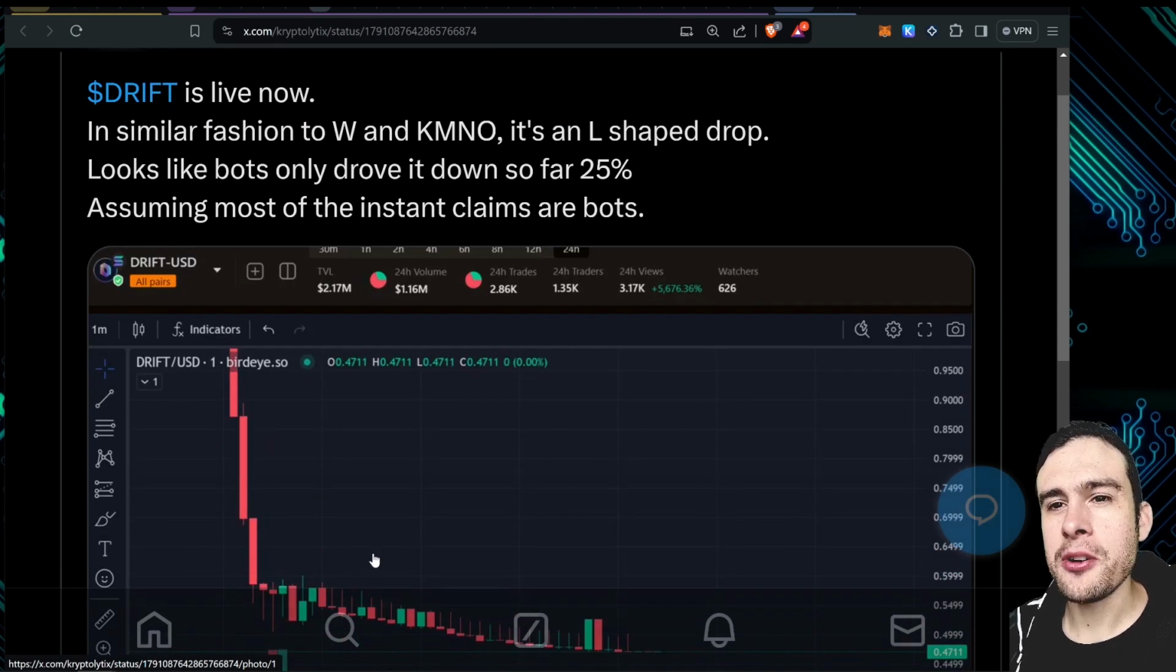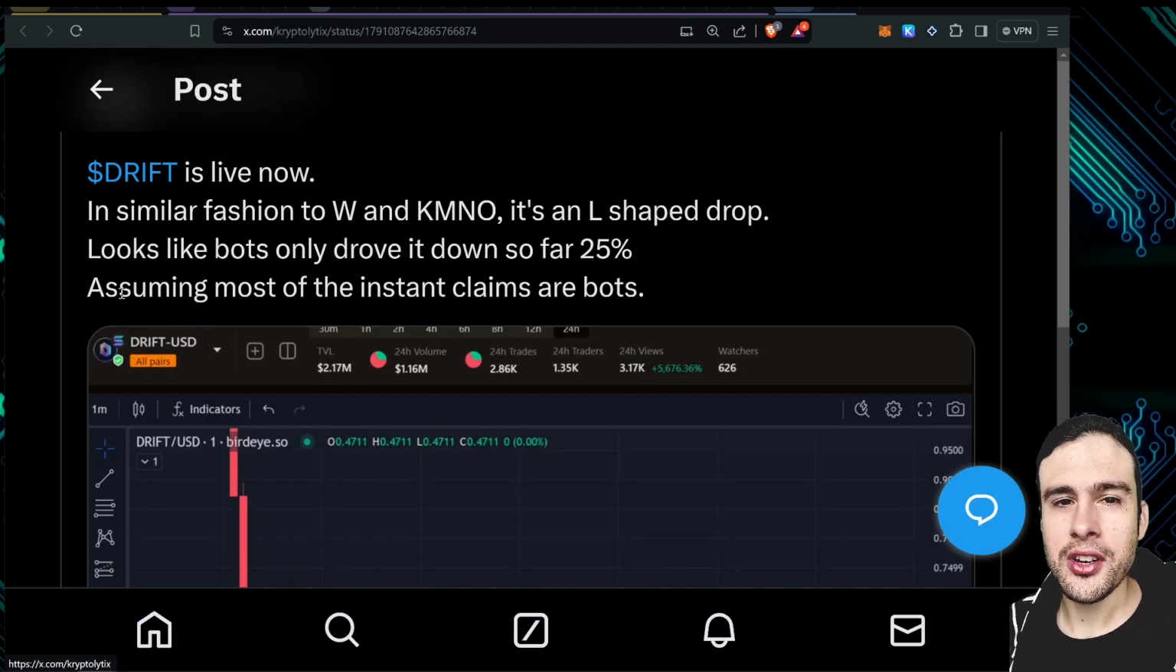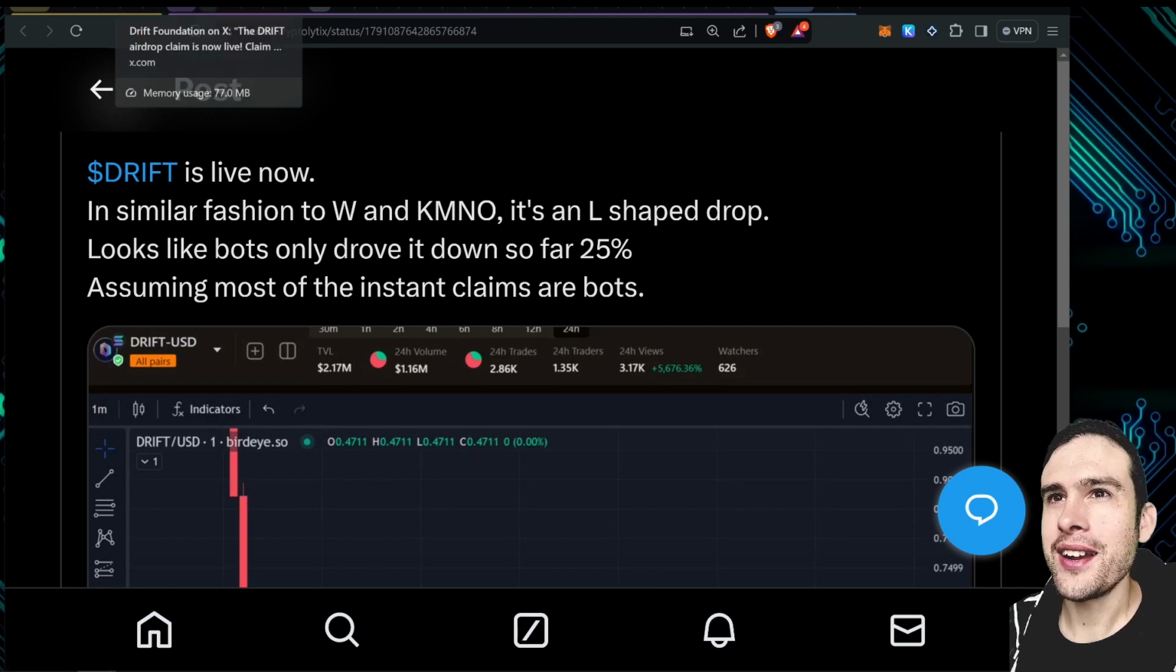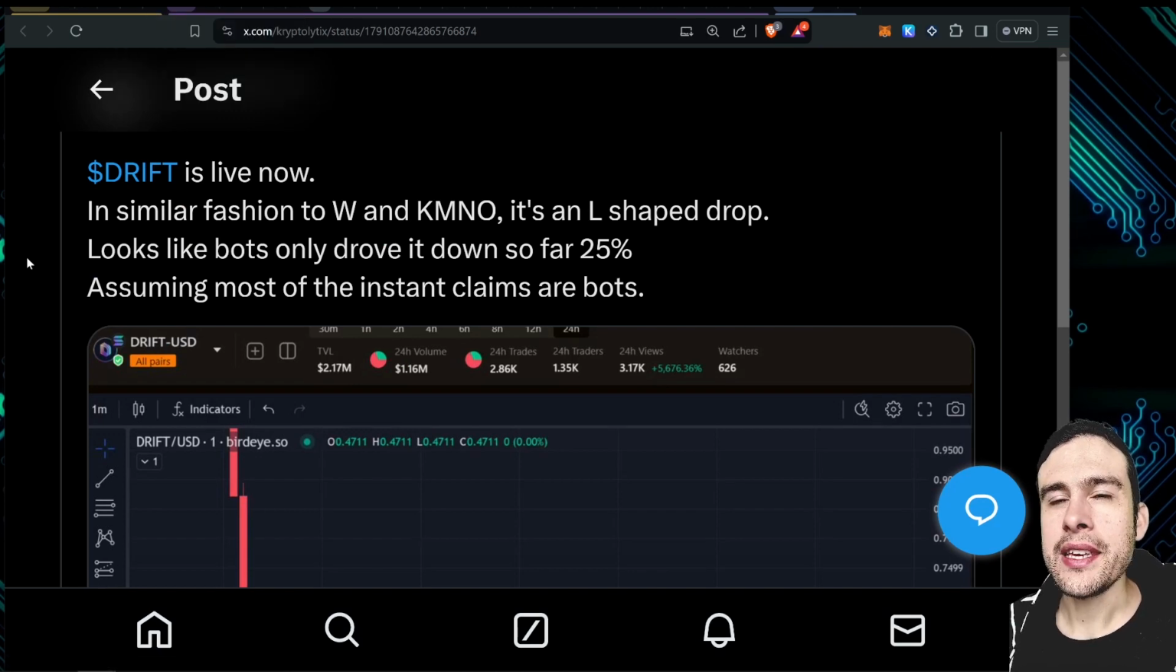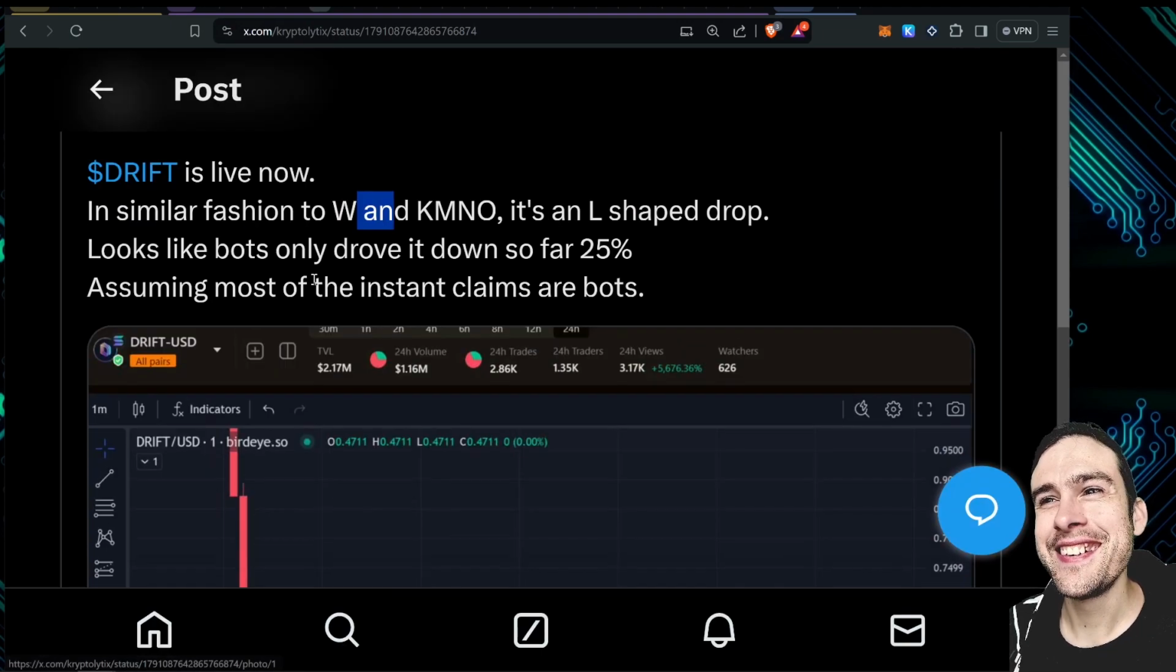I think if anything, the airdroppers are less likely to move price than investors, but you know, these guys have got to do funding raises, otherwise how do they get paid, right? Apart from fees and stuff on the platform. But yeah, in similar fashion to Wormhole and Camino, it's an L-shaped drop. There's an L right there.